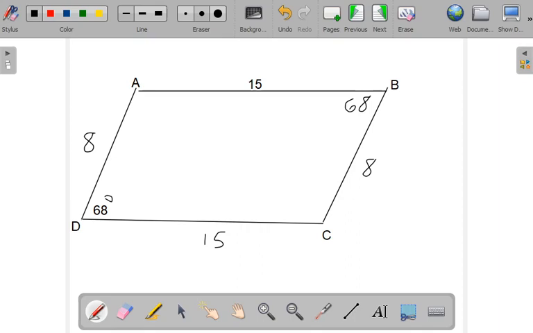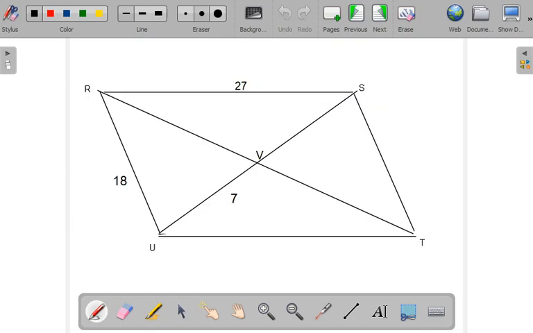So if you just take 180 and subtract 68 degrees, you will get that angle A is 112 degrees. So angle A is 112. And if we know that angle A is 112, then we also know that angle C is 112 because the opposite angles are congruent. Okay? Kind of a simple example here.